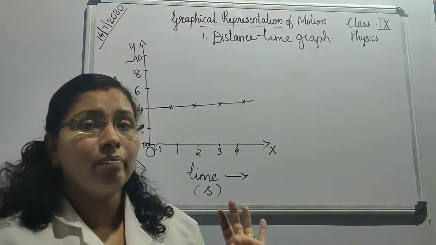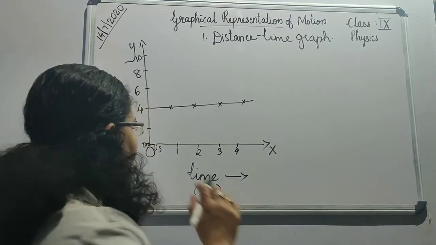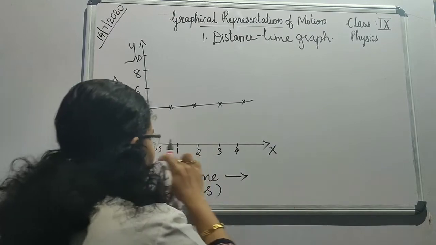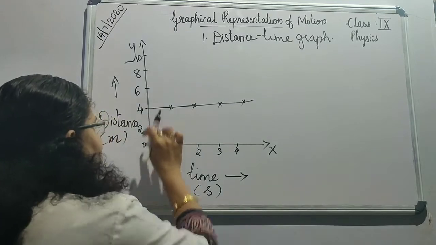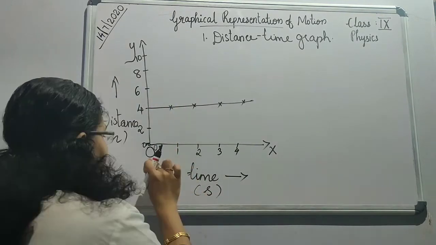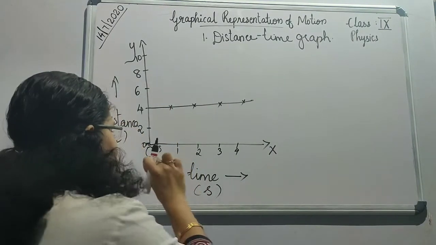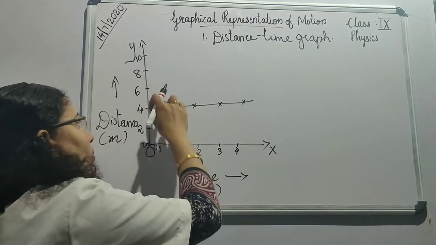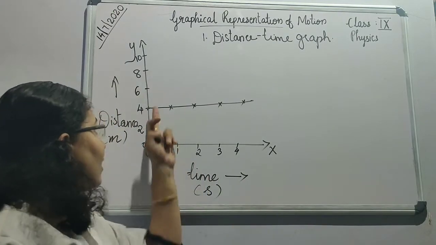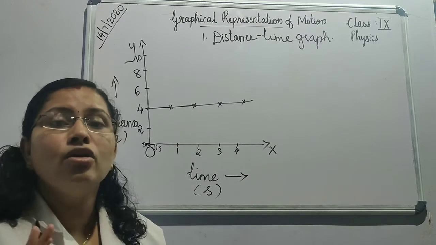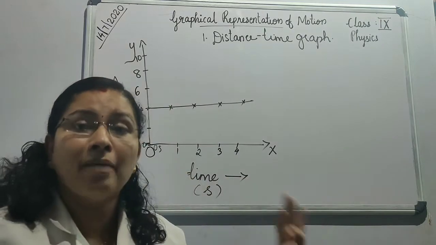We can say that the position of the object does not change with respect to the passage of time. The time is passing: 0 second, 1 second, 2 second, 3 second, 4 second, like that. But the position of the object does not change. From the origin, the object is at a distance of 4 meter. With respect to the origin, the object is at a distance of 4 meter at the initial stage. That means at 0 second, the object is 4 meter away from the origin, and it continues as the time passes.